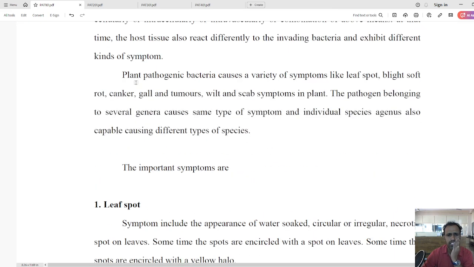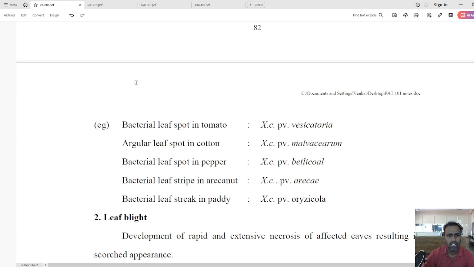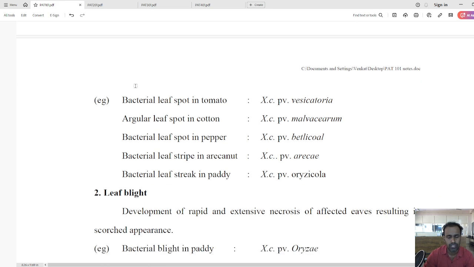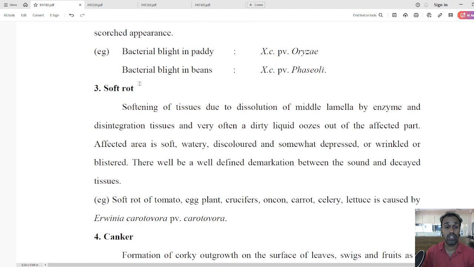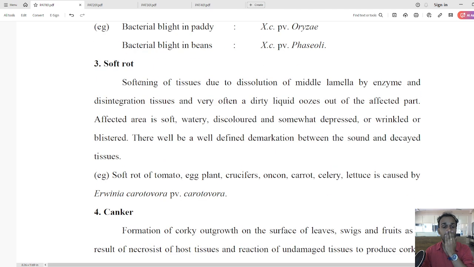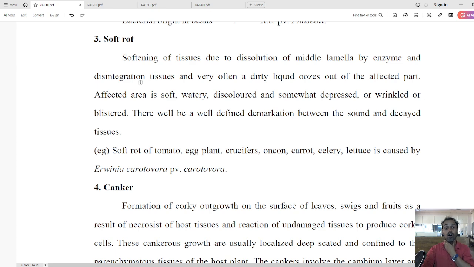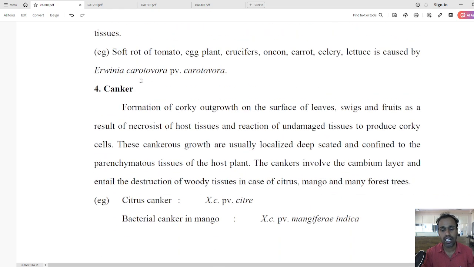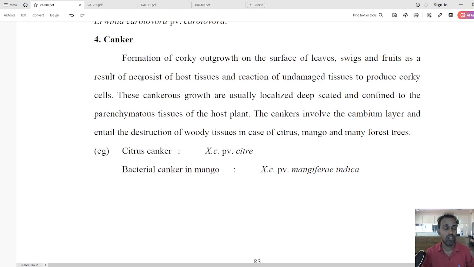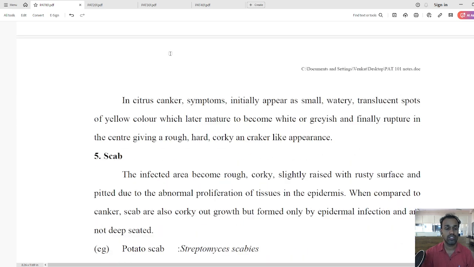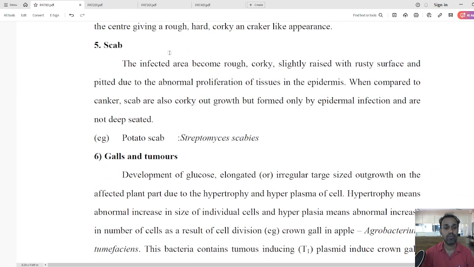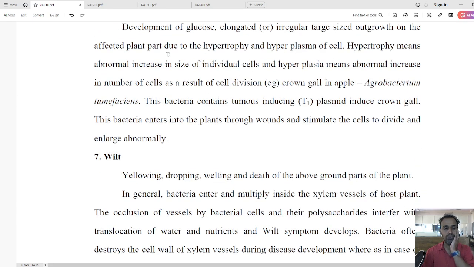The major symptoms of bacterial diseases: leaf spot symptoms are there, and you know the majority of leaf spots are by Xanthomonas. Leaf blight symptoms: BLB, bacterial blight of beans, bacterial blight of cotton, they all cause complete blights. Soft rot: Erwinia is the bacterium causing soft rot. Canker: citrus canker, that is Xanthomonas axonopodis pathovar citri. Scab: potato scab I told already. Galls are caused by Agrobacterium tumefaciens.